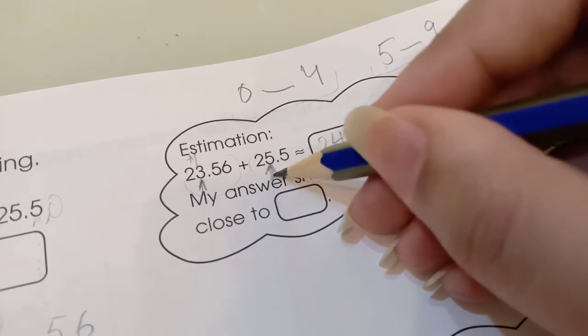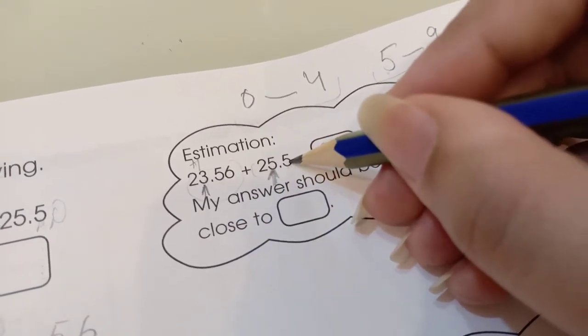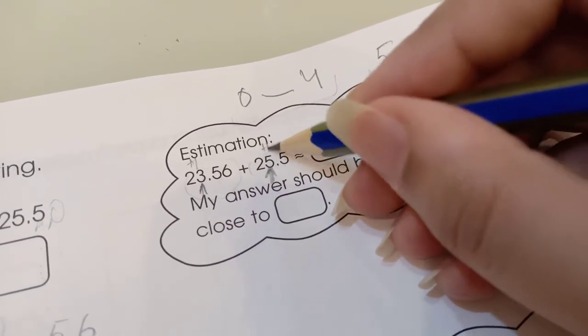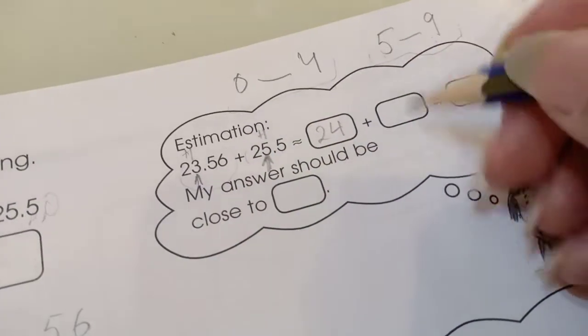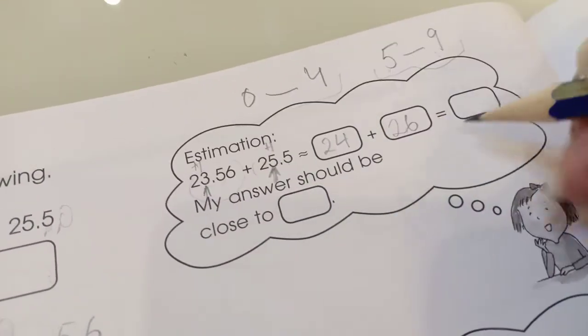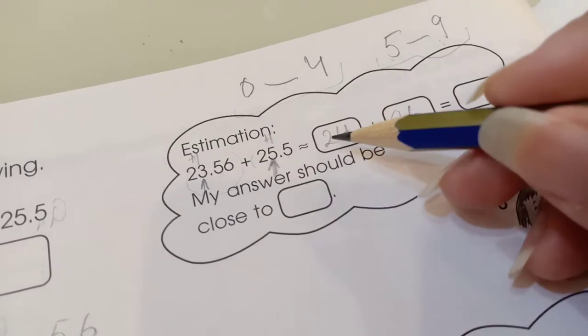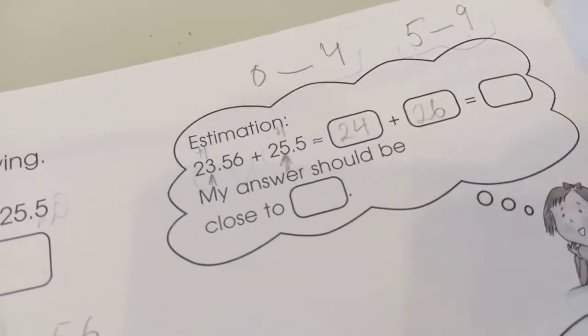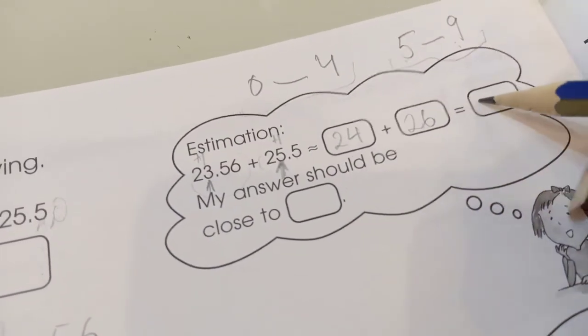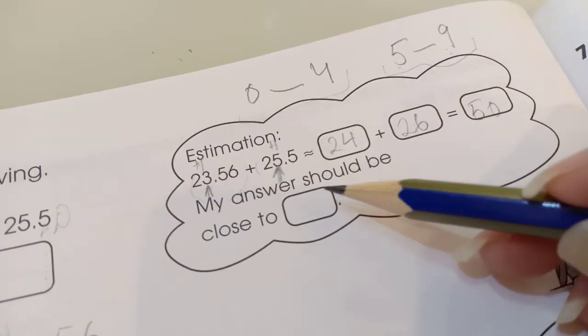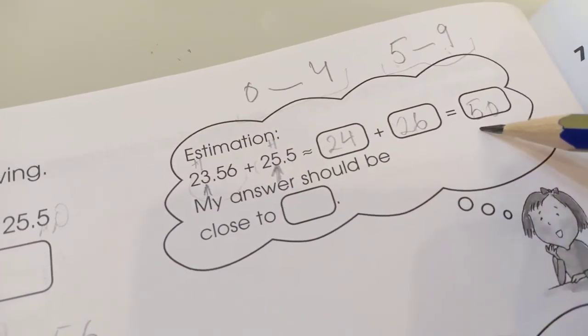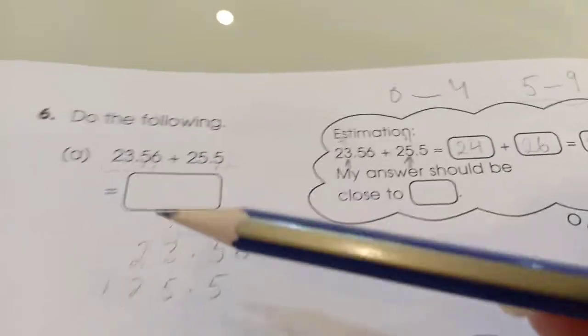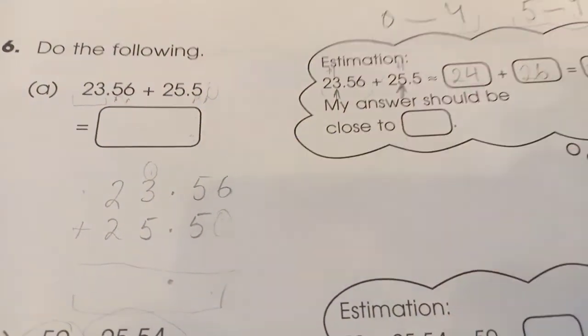So till here we have to round off. We will put an arrow, and this number is a greater number. It will add 1 to this number, 26. It will become 26. Now we will add 26 plus 24. Our answer is 50. This is the estimated value, and my answer is this one.